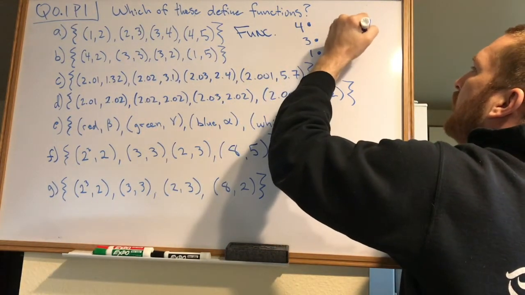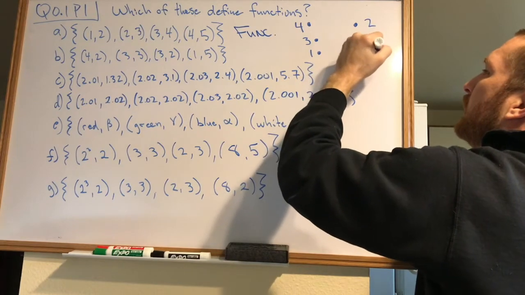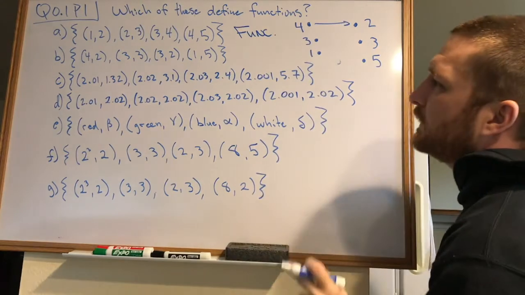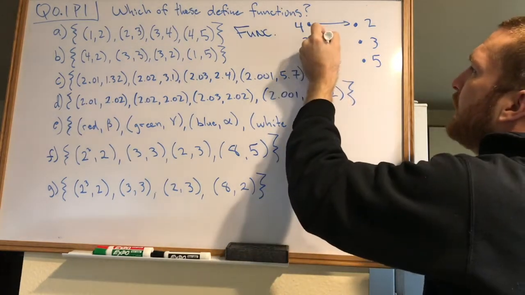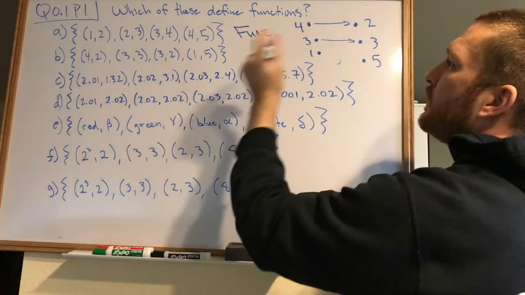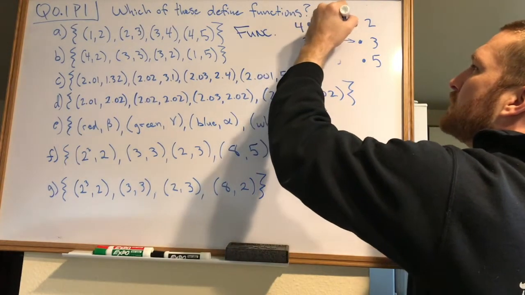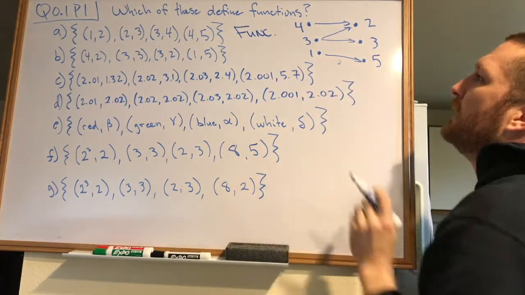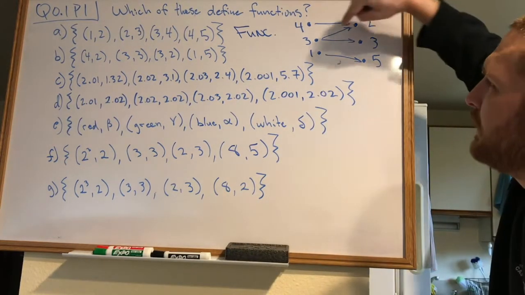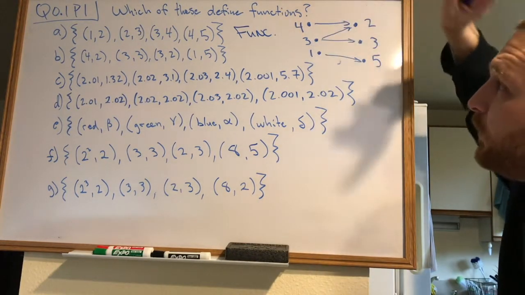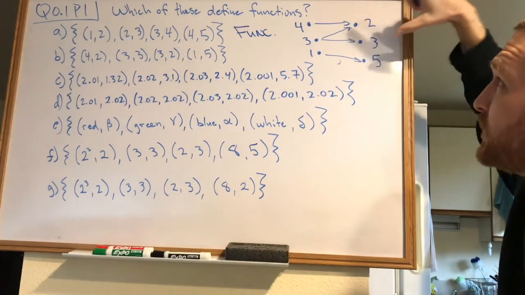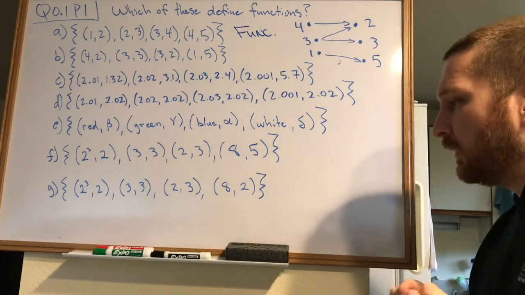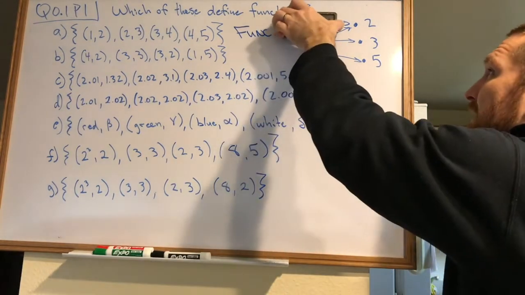The first one says that 4 gets mapped to 2. The second one says that 3 gets mapped to 3. The third one says 3 gets mapped to 2. Finally, 1 gets mapped to 5. And we can see that's the problem right there: we have one input that has 2 outputs. That is not good. So this one is not a function.